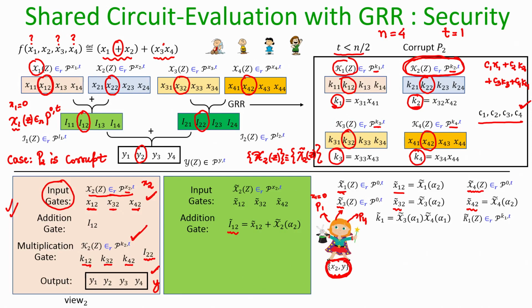So, that means whatever information the corrupt P2 is receiving during the GRR degree reduction instance is of no use, because those shares could be the shares of any random t degree polynomial whose constant term could be anything. So, based on that intuition, this is how the simulator is going to reproduce the information which is there in view 2 as part of the GRR degree reduction.